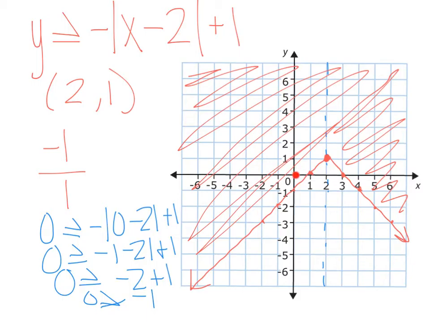would shade in the side that contains (0, 0), which is what I did. Okay, so that's the second way to do it: either using a test point to determine if that side makes the inequality true, or just looking at the inequality. If it's a greater than symbol, we shade above. If it were a less than, we would shade below.